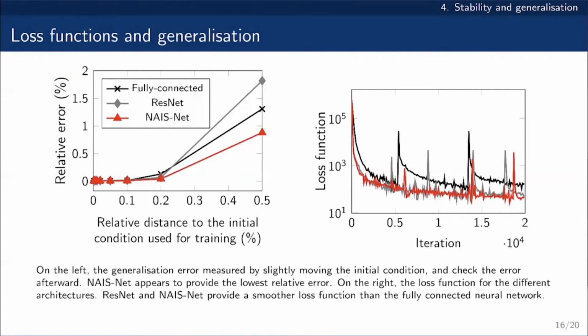On the right side of the slide, you can see the loss function through the training, through the different iterations we made for training. What you can see here is that you see massive jumps for the fully connected neural network, but you can't see those jumps for the ResNet nor for the NiceNet. So we tend to have a way smoother loss function, which is a good sign for stability. And we can see here both ResNet and NiceNet are doing very well.